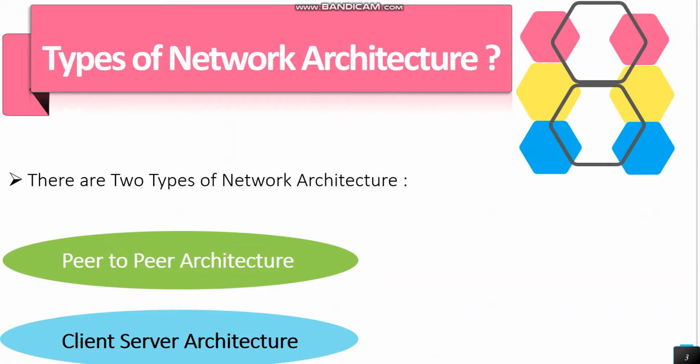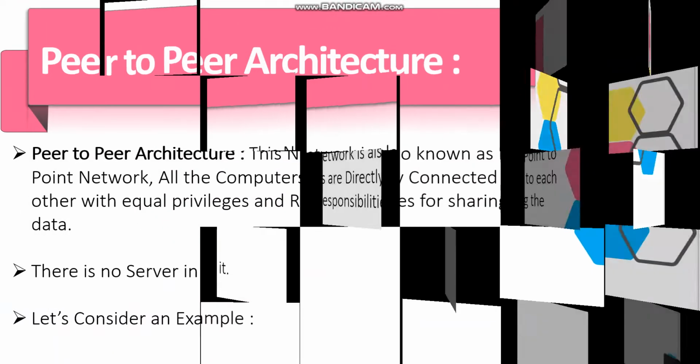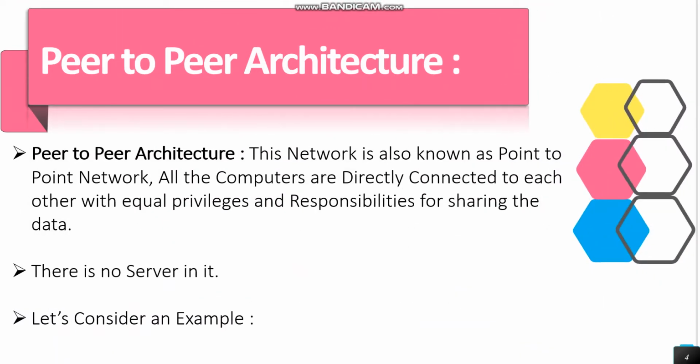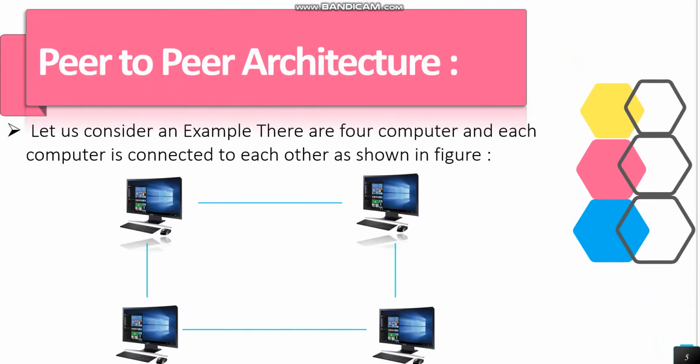First is peer-to-peer architecture. This network is also known as point-to-point network. As the name indicates, all the computers are directly connected to each other with equal privileges and responsibilities and share the data. There is no server in it. Let us consider an example. There are four computers and each computer is connected to each other as shown in the figure. This is exactly known as peer-to-peer network architecture.